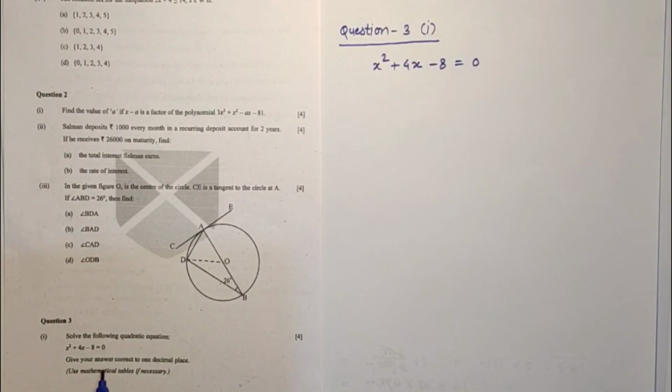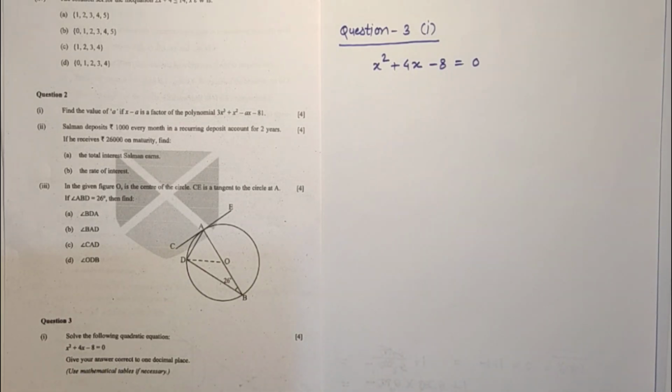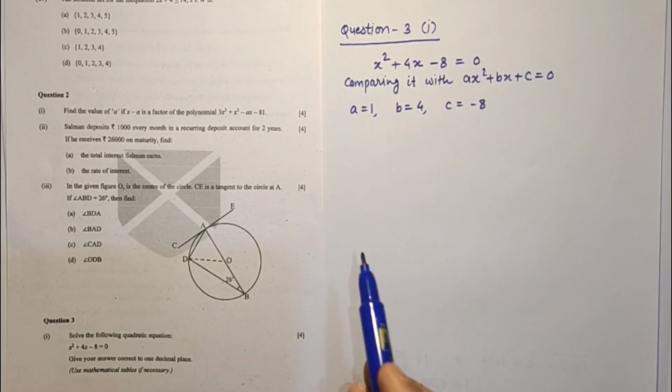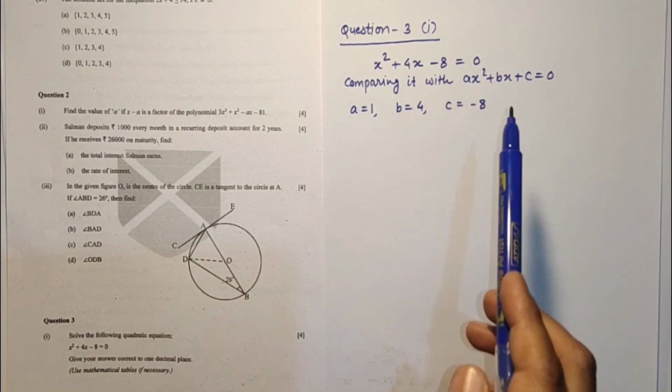Now question number 3, first subpart. Solve the following quadratic equation: x square plus 4x minus 8 is equal to 0. Comparing it with ax square plus bx plus c is equal to 0, we will get a is 1, coefficient of x square, and b is 4, c is minus 8.